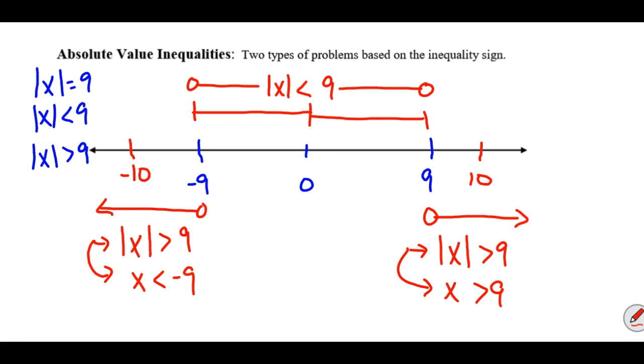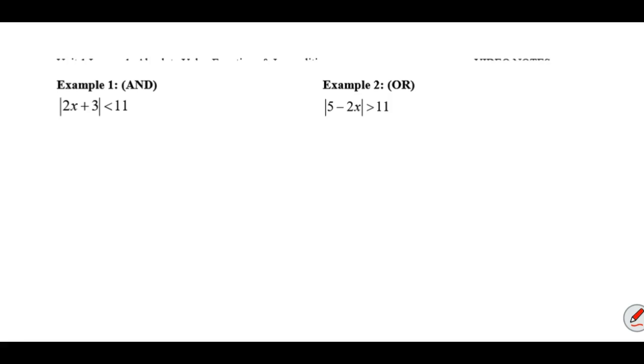All right? Let's take a look at a couple examples here. In this case, we're talking about less than, which we'll call an and statement. Anytime you get a less than, it's going to be an and statement. The distance, again, is going to be between 11 and -11 because it's less than. It's going to be in here in the middle. So in these types of situations, you can write it as a compound inequality.